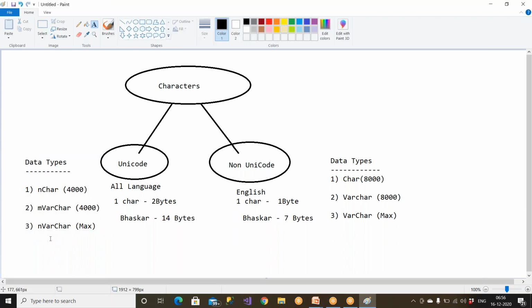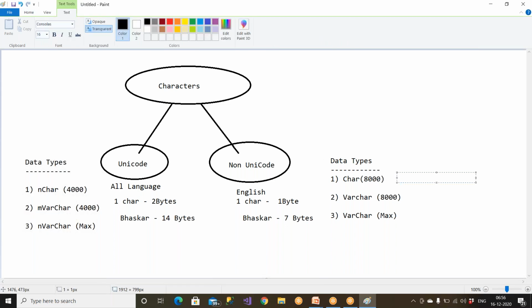If you want to store purely English data, you can go for char. If you want to store English, Hindi, Marathi, Spanish, Chinese, any language data, in that case go for nchar. Clear? So when should I use char or nchar?